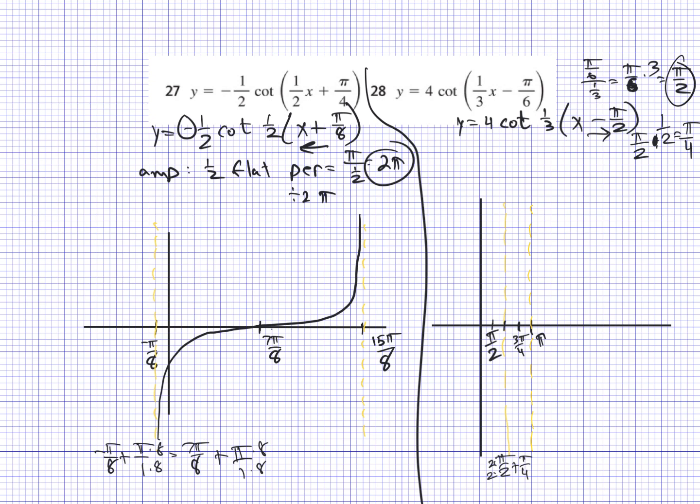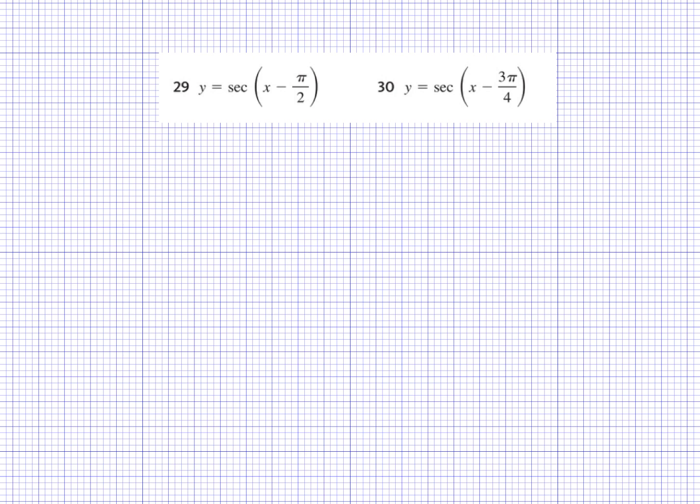Draw our dotted line for the asymptote. It is cotangent. It's not reflected. And let's do it in black. It's fairly straight. There's a small curve to it. And that's your cotangent curve. All right, 29. Let's go ahead and see what we have.